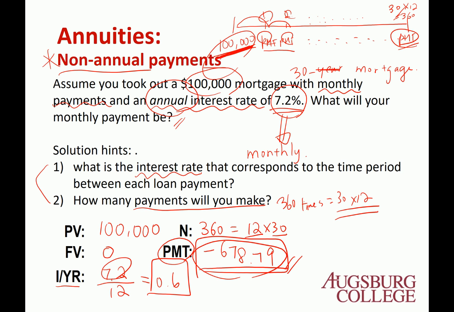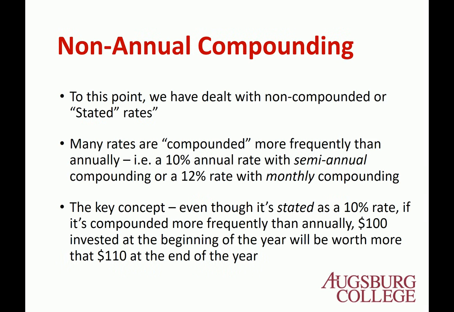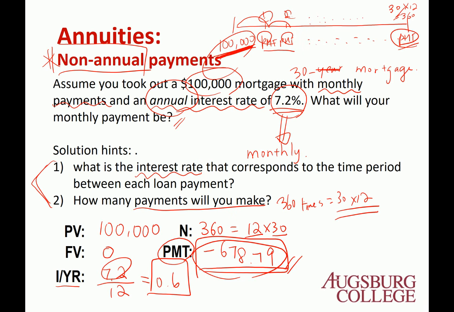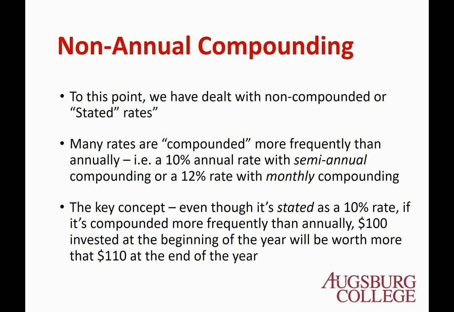So this is how to handle the non-annual payment. Again, there are two parts that you have to think about. One, you have to change the interest rate to the periodic rate. If it is a monthly payment, this should be the monthly rate. If it is a semi-annual payment, it should be the semi-annual rate. Now the second one is, how many payments will you make? So this is a non-annual compounding problem.